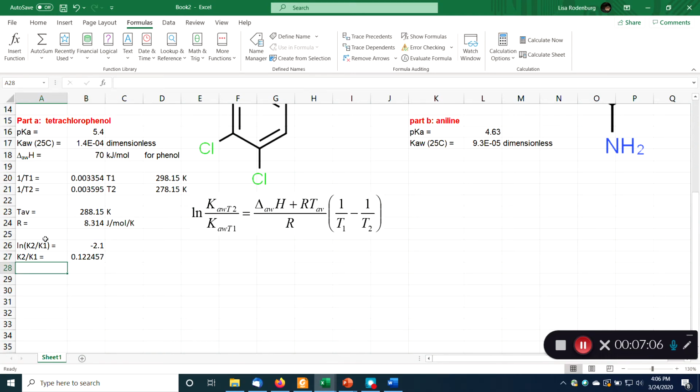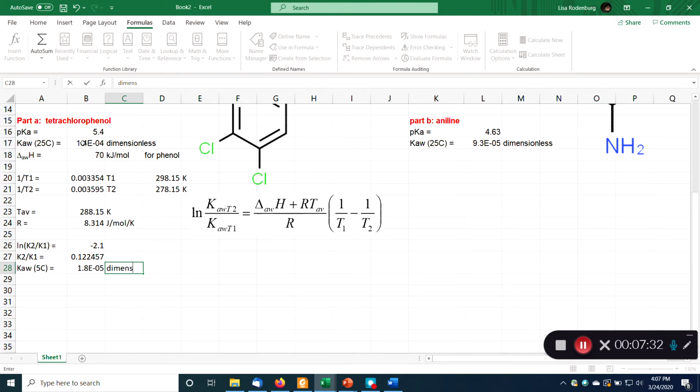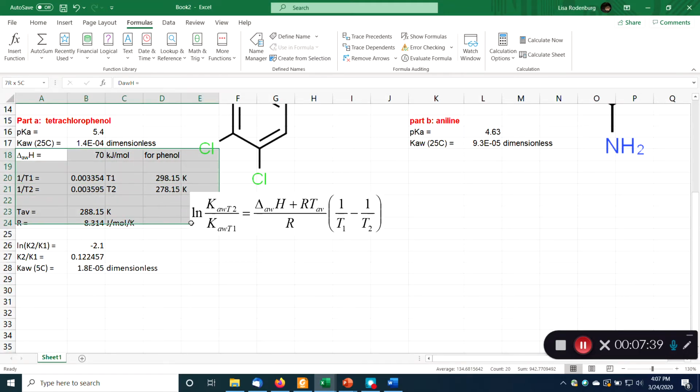So that tells us that the Henry's law constant has dropped so that it's only 12% of its former value, right? So to get the Henry's law constant, KW at 5 degrees Celsius, which is our K2, we're going to take this and multiply it by K1. So now this is our dimensionless Henry's law constant at 5 degrees Celsius. And if we've done all of our math right, we should be able to just copy this over.